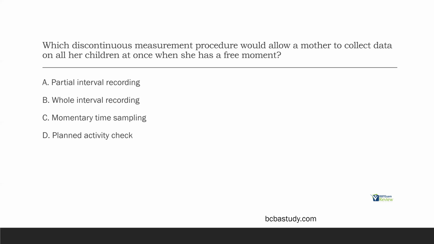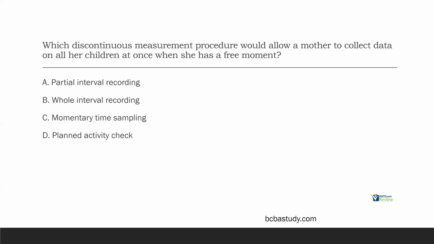Mother wants to collect data on all her children, so there's more than one subject, when she has a free moment. Now, when she has a free moment says what? It says she won't be able to watch them continuously, right? Only on a free moment can she go take data. Is partial interval recording going to be good to use on all her children at once when she has a free moment? Well, no, because with partial interval and whole interval, we have to be observing the learner for that entire interval in order to get accurate data.